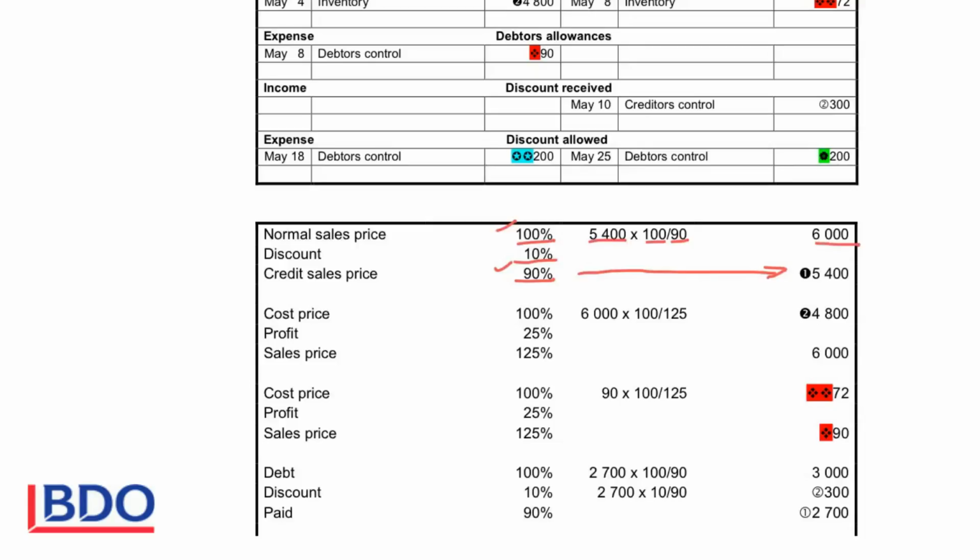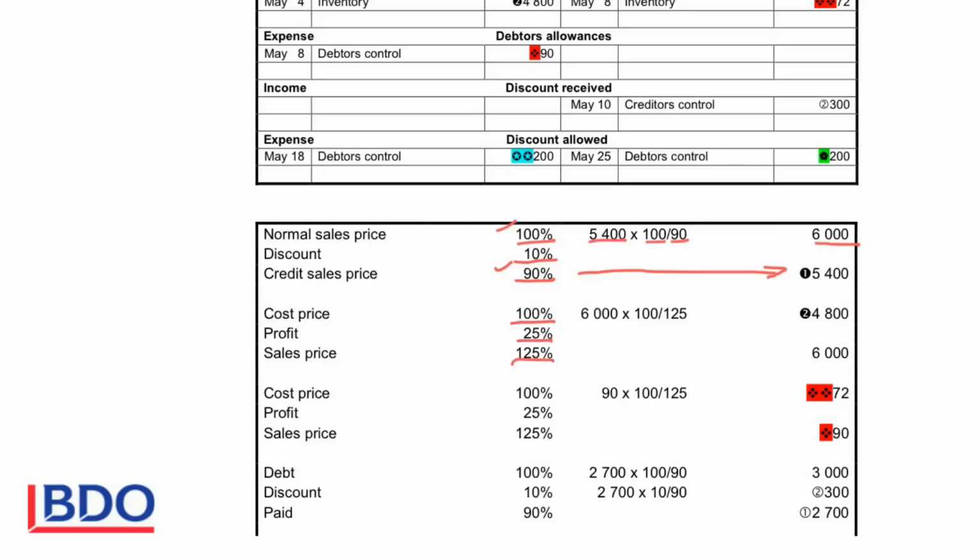I have to work back to the normal sales price because when I bought the goods, I took the cost price of 100%, added 25% to the cost price to determine the normal sales price of 125%.